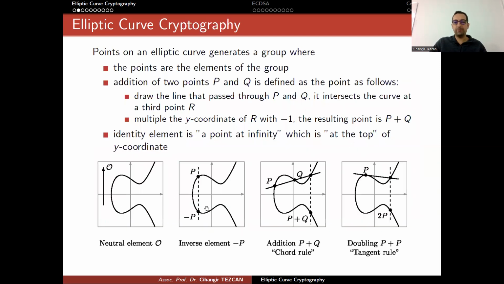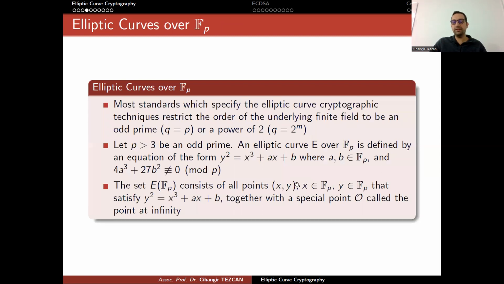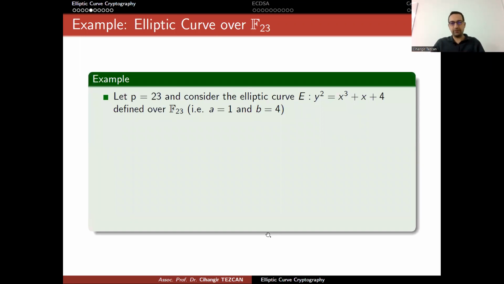So if we go back, this is what we did here. These are the points, but we also need the identity element, so we add the special point, the point at infinity. In order to visualize what is going on, let's give a very basic example. Let's choose the numbers really small, like p equals 23, which is a prime number, and consider the elliptic curve y squared equals x cubed plus x plus 4. As you can see, I chose a equals 1 and b equals 4.